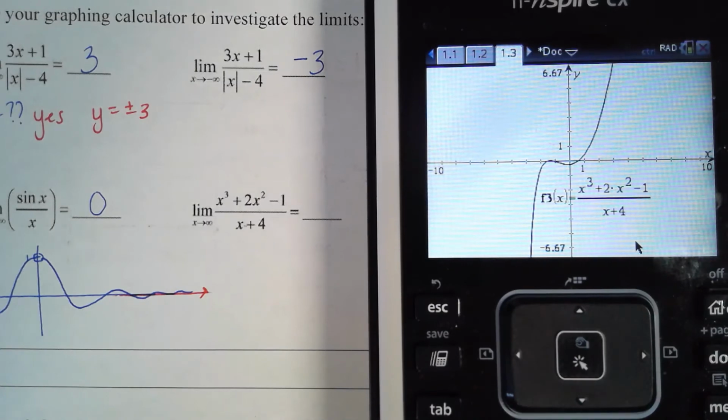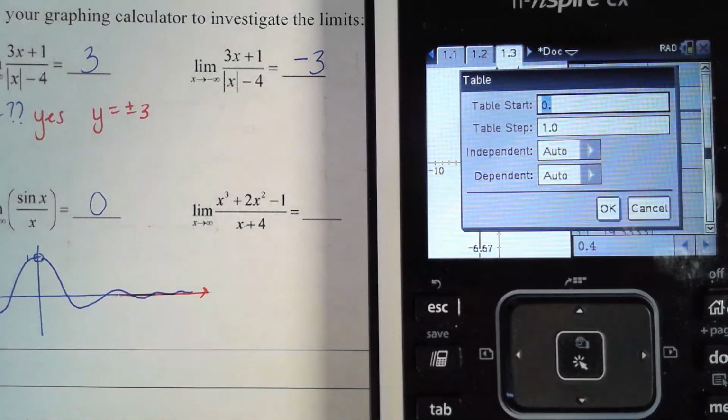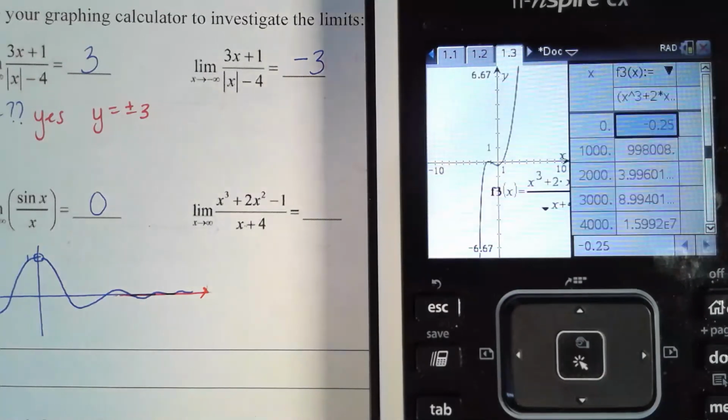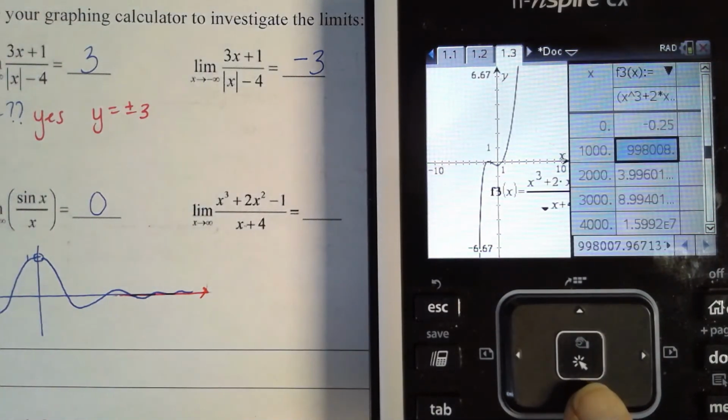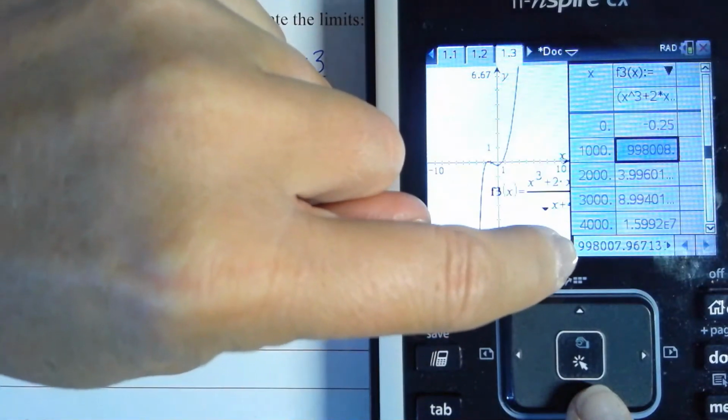So I'm going to go ahead and hit Control T, and I'm going to menu 2, 5. Doesn't matter where we start, but if we're going to infinity, I better take giant steps. So let's take a look at some of those. Already when x is 1,000, I'm at almost 1,000,000.